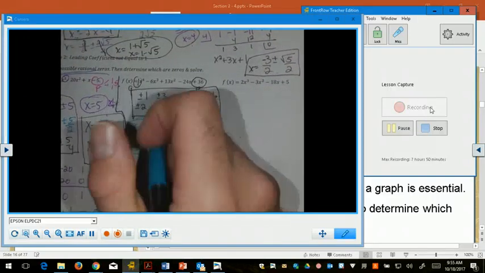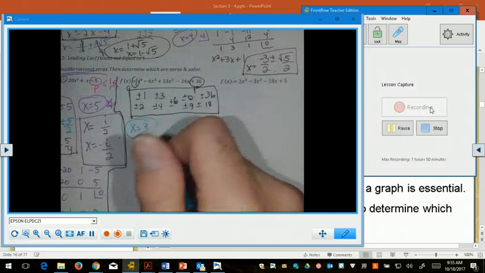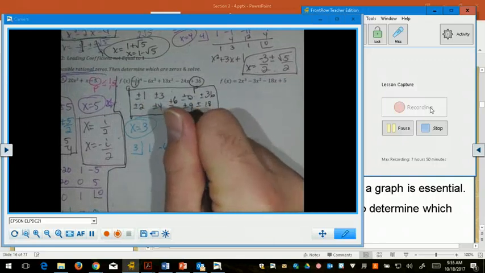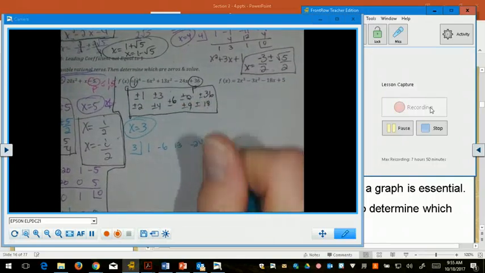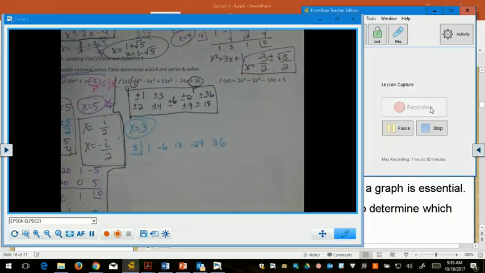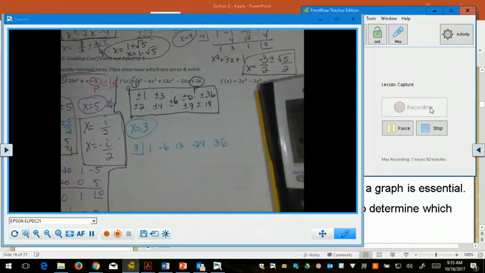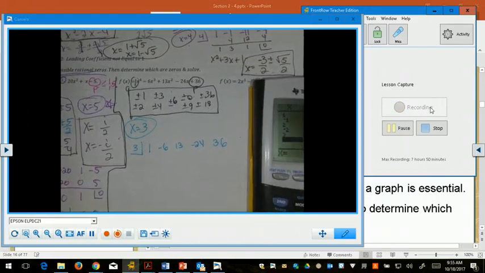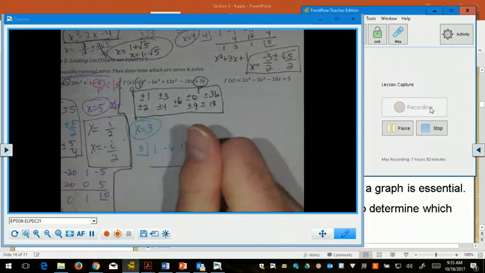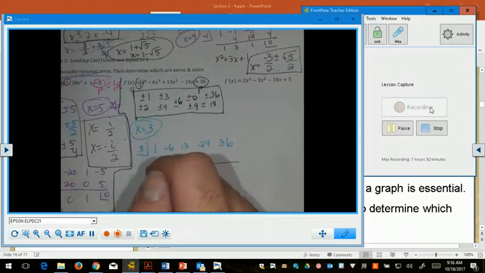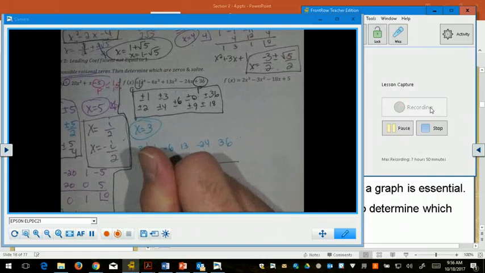So I have 1, negative 6, 13, negative 24, and positive 36. By the way, if you want to know more about your zeros, whether there will be multiplicity or how many are irrational or not real, you could look at the graph. But I'm still going to follow this process to solve. Bring down the 1, multiply by 3.